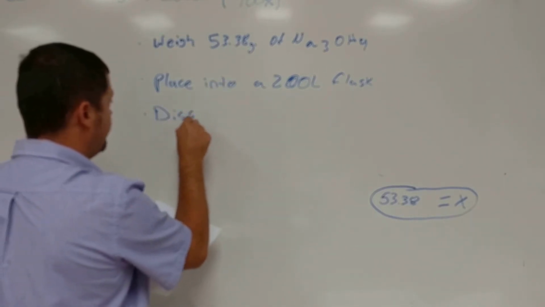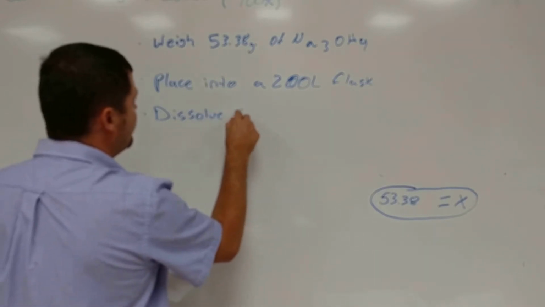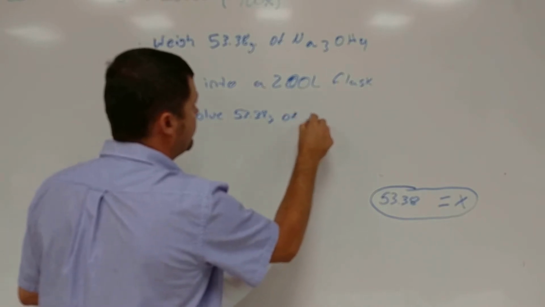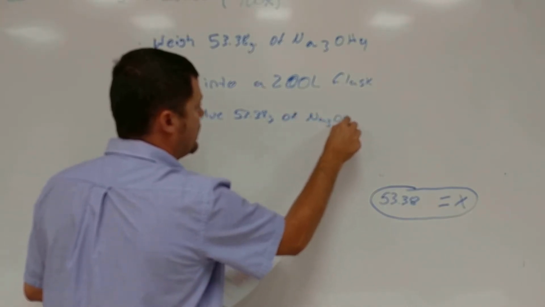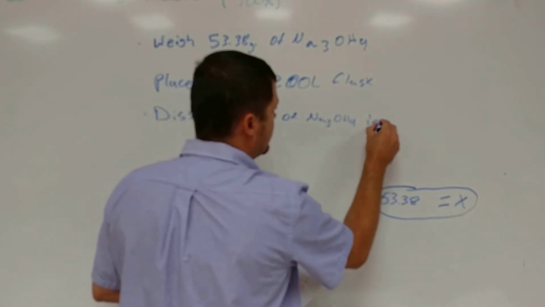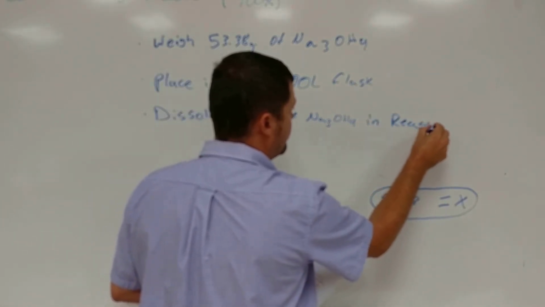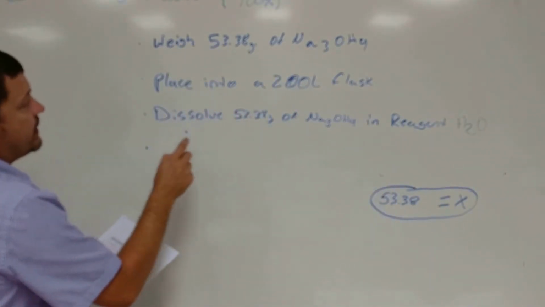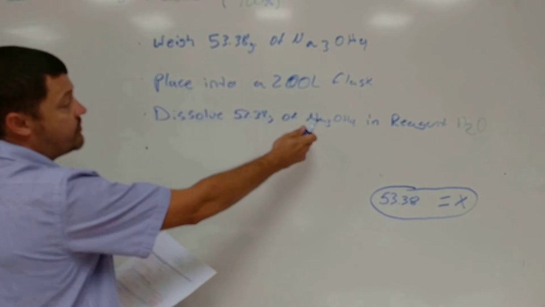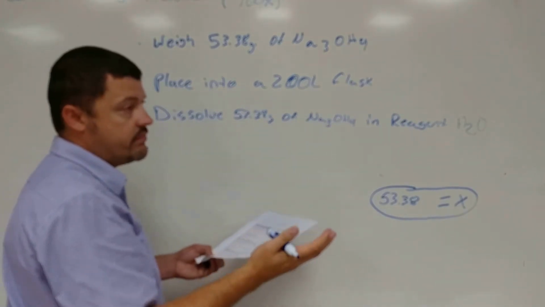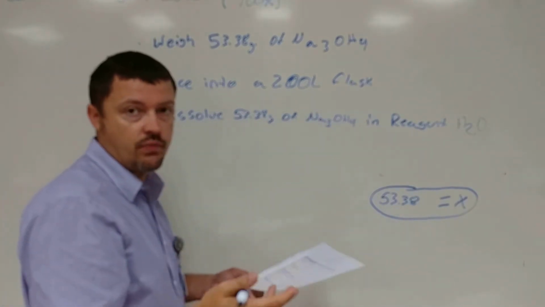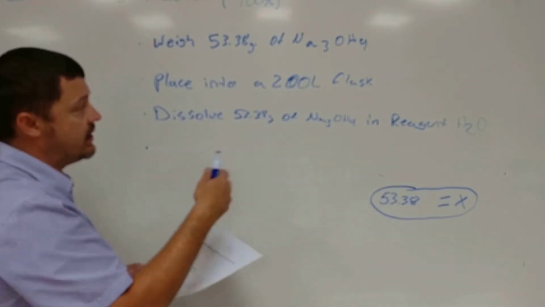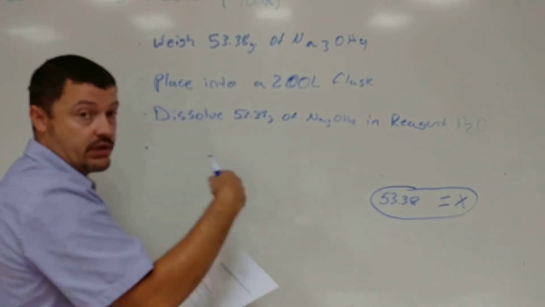So dissolve 53.38 grams of Na3OH4 in reagent water. Okay? And then we're going to fill, so you could use 10 liters, whatever the case may be, or 50 milliliters, or however much, just to get this into solution, okay?